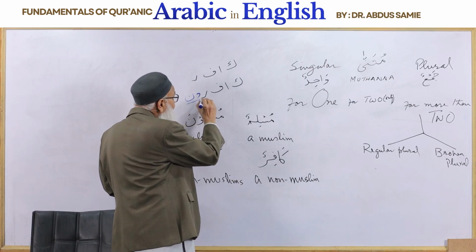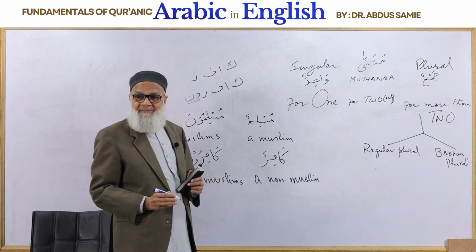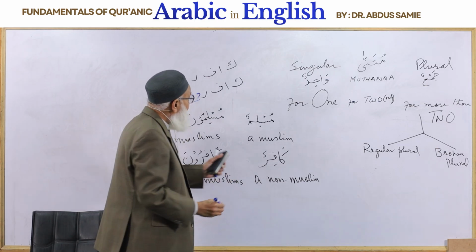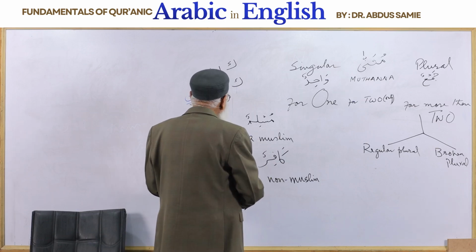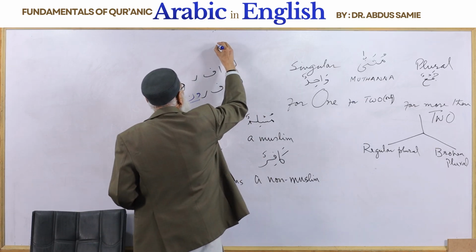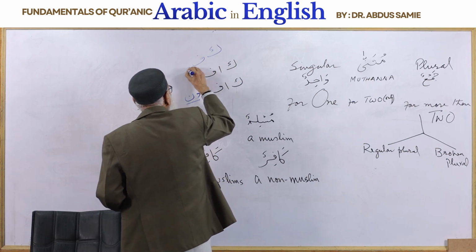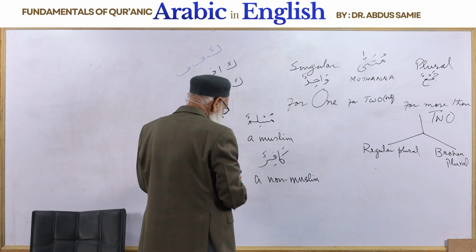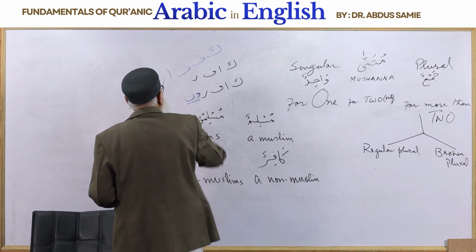Waw noon is only an addition to kafir. Right? But in kuffar, the whole word doesn't exist in the plural form. Kuffar is kaf, fa, because there is shad there, alif and ra.